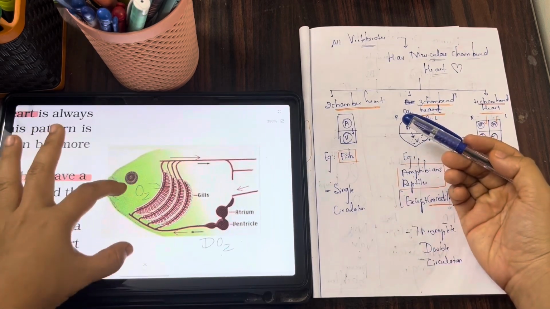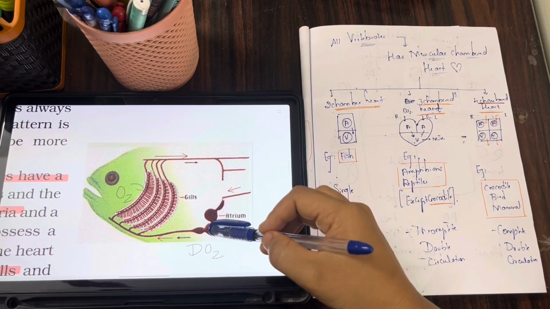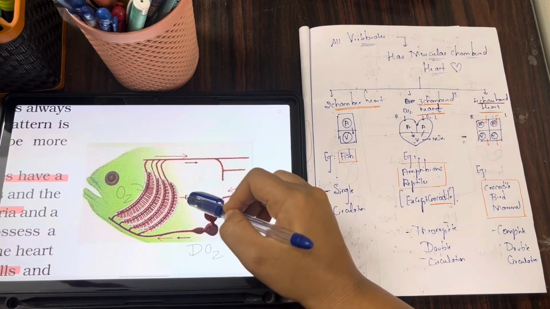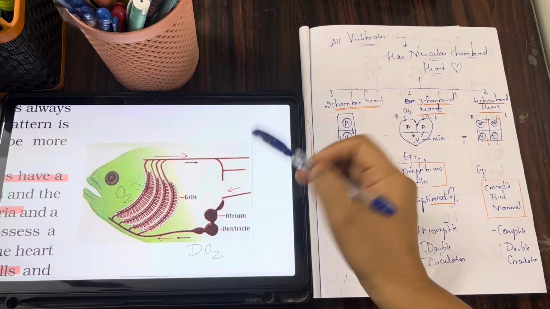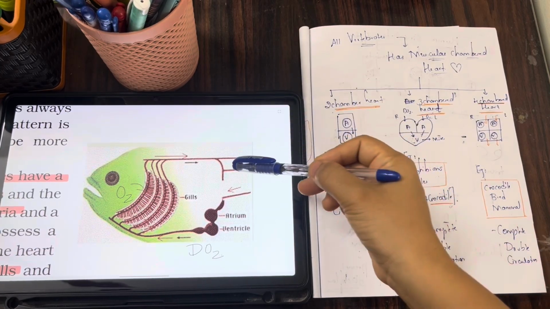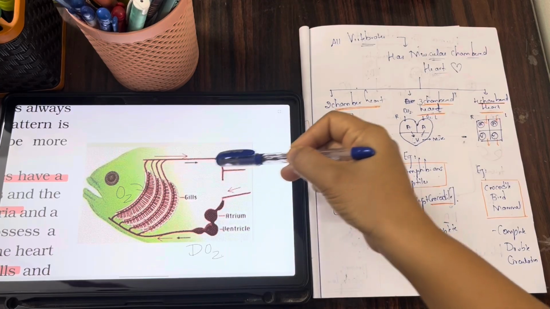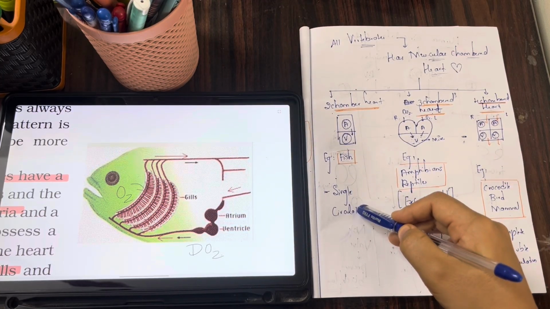This is a fish where you can see one atrium and one ventricle which will pump out deoxygenated blood. It will enter here. These are called gills, where oxygenation happens. So from here, oxygenated blood will be utilized by the body. After utilization, deoxygenated blood will enter back into this heart. There is a single pathway, this cycle happening. So it is called single circulation.